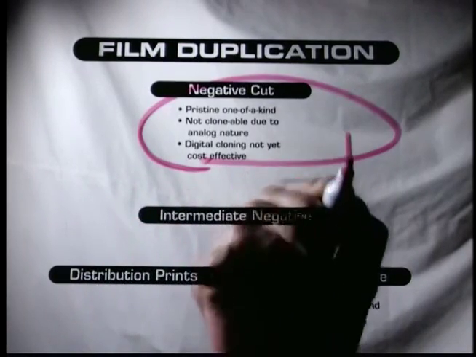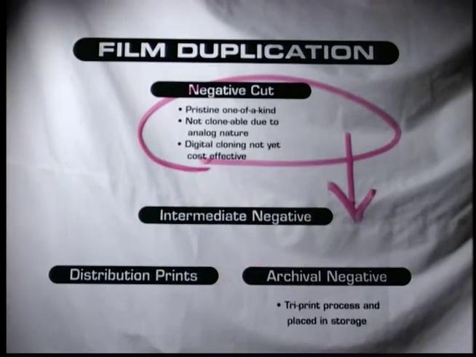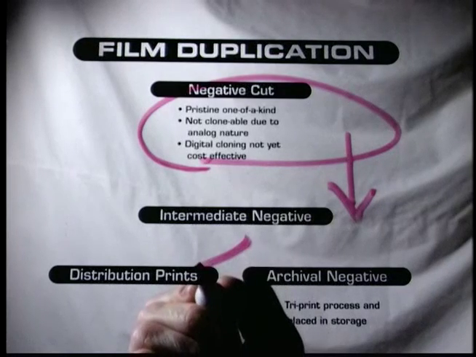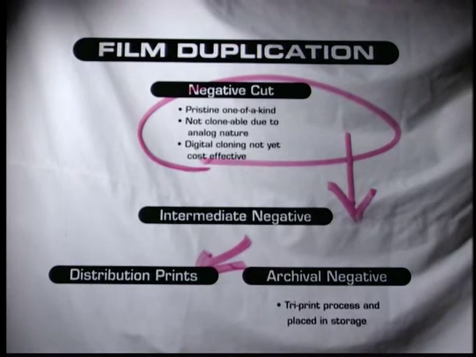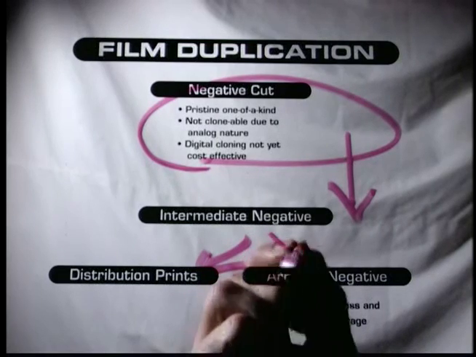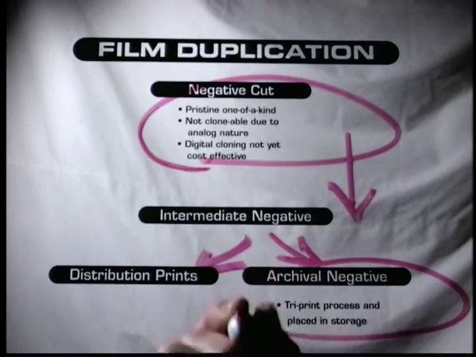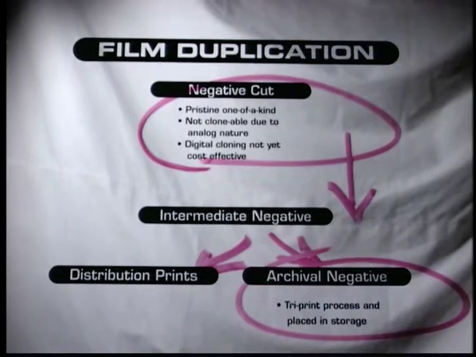Normally a negative is actually turned into an intermediate negative, which is then used to make distribution prints. The distribution prints being the actual film positive prints that get sent to the movie theaters, loaded up onto projectors and projected for our enjoyment. When an intermediate negative is made, there's also a very common process which is done with most films that are given some kind of esteem, which is an archival negative. This usually involves actually making a 3-strip backup of the negative, where red, green, and blue are each turned into their own black and white prints, which are a little bit easier to store and don't degrade as quickly.